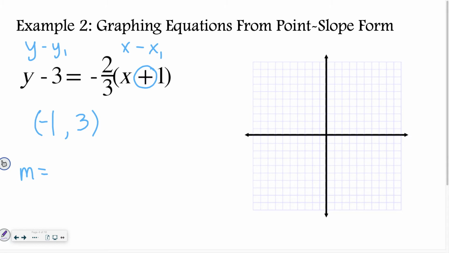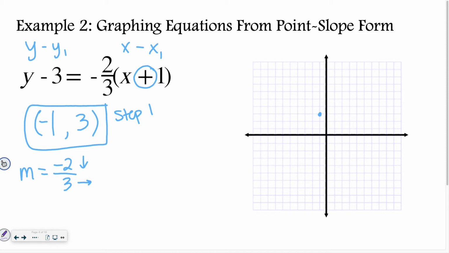Okay, so you're able to look at the equation and pull out the point. That is your first step. Find that point, and then plot that point. So negative 1, 3 would be a point right here. Our step 2 is to use the slope. Okay, so I have negative 2/3. I'm just going to put the negative with the 2. If you want to put the negative with the 3 instead and keep it a positive 2, that's fine. So negative 2 means that I'm going to go down 2, and then a positive 3 means I'm going to go to the right 3 units.